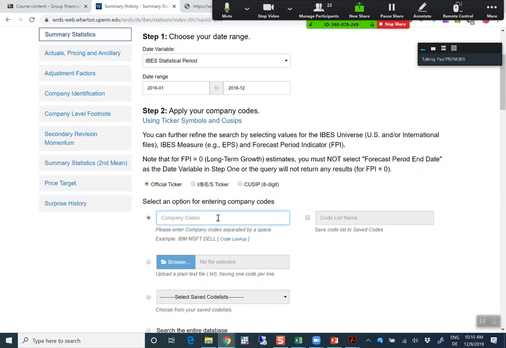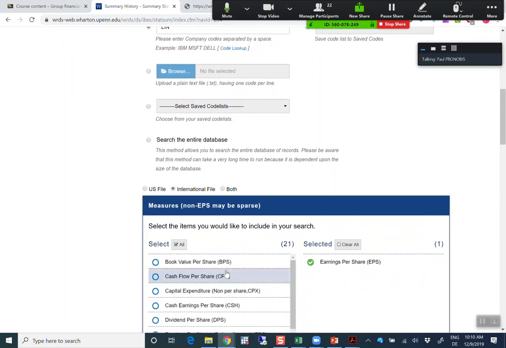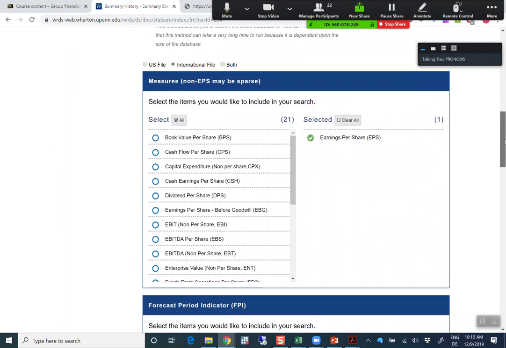The official ticker of Linde is LEN. Okay. It's in the international file, and now we need to specify the measures that we're interested in.